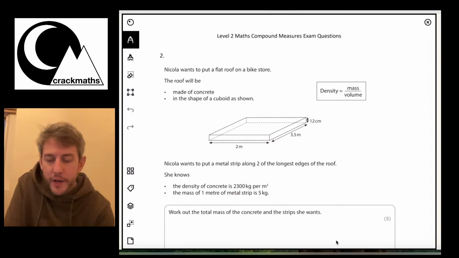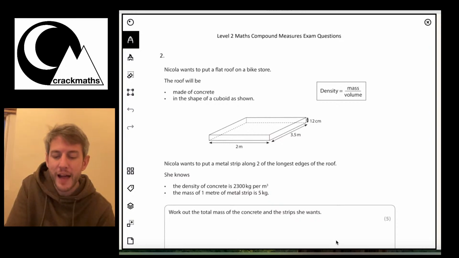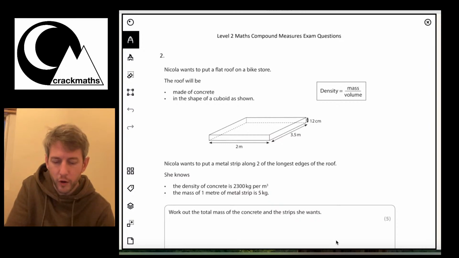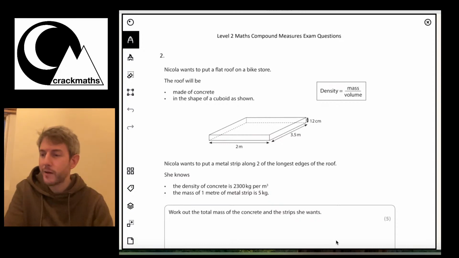So Nicola wants to put a flat roof on a bike store. The roof will be made of concrete in the shape of a cuboid as shown. Nicola wants to put a metal strip along two of the longest edges of the roof. She knows that the density of concrete is 2,300 kilograms per meter cubed.